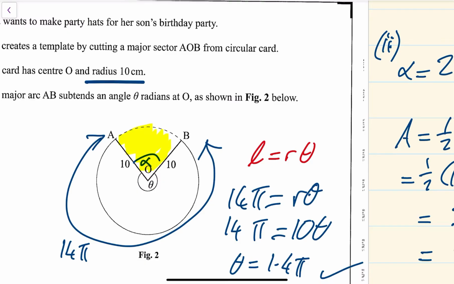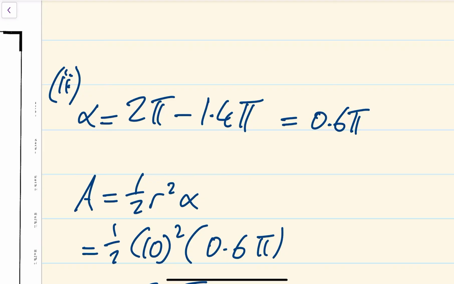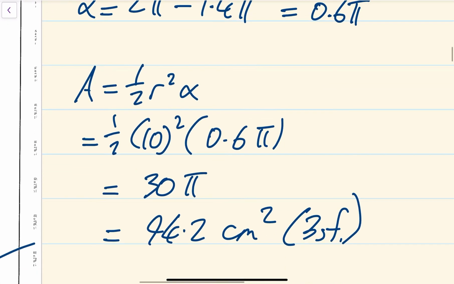So the first thing I'm going to do is find alpha. A whole revolution like this would be 2 pi radians. So we're going 2 pi but then we're taking away that theta, which we knew was 1.4 pi. So 2 pi minus 1.4 pi, leave it as 0.6 pi, that's lovely. And then the area of a sector, pizza slice, is a half r squared times the angle. So a half times 10 squared times 0.6 pi, which is 30 pi. That, by the way, is what's called exact, but give it to 3 sig figs as well. So 94.2 centimeters squared to 3 sig figs.